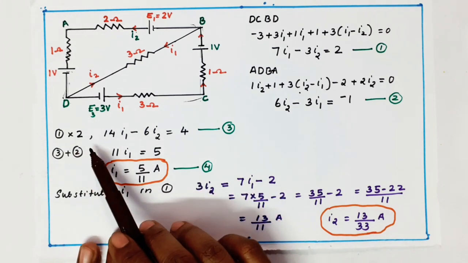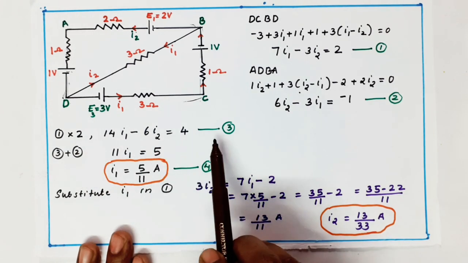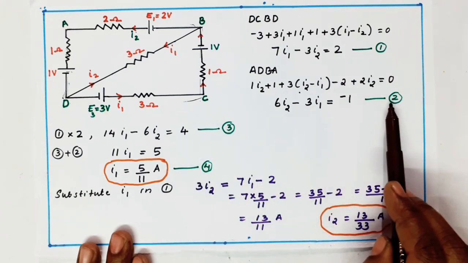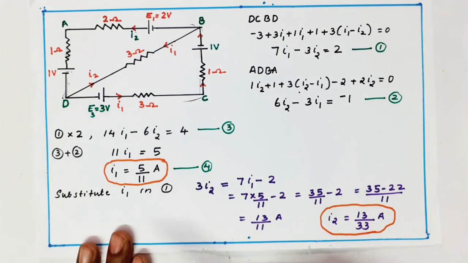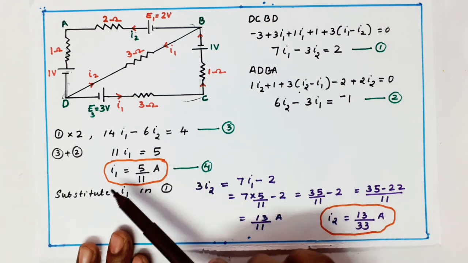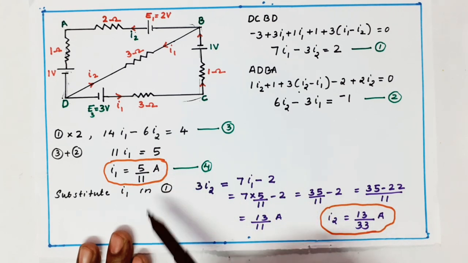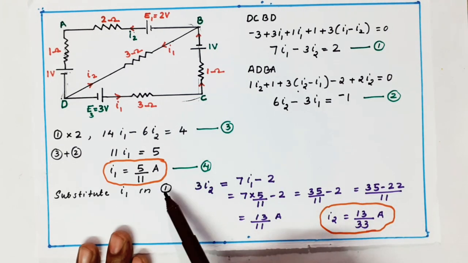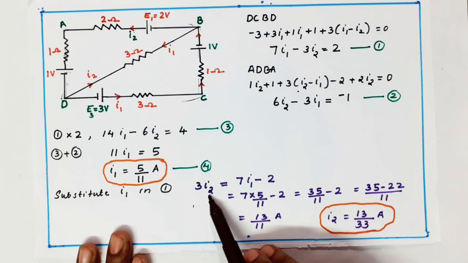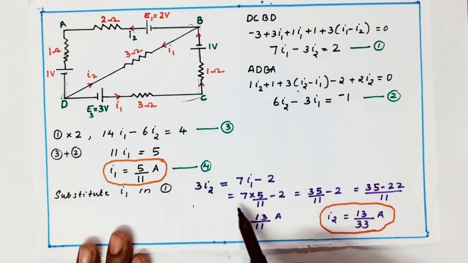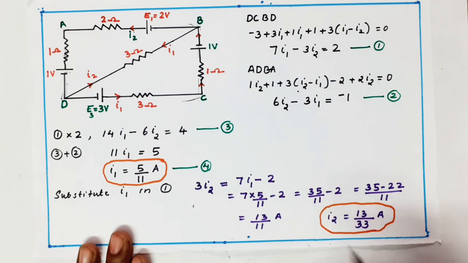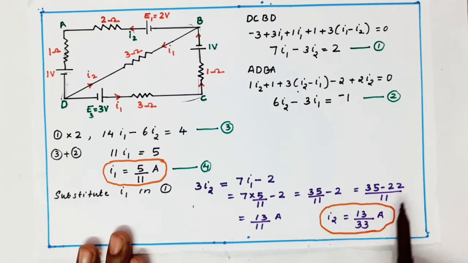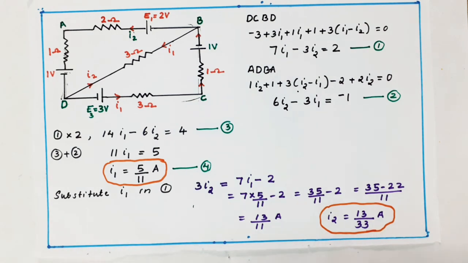Multiply equation 1 with 2: 14I1 minus 6I2 equals 4. Equation number 3. Add equation 3 and 2. If you add, 6I2 minus 6I2 cancel, 11I1 equals 5, I1 equals 5 by 11 ampere. Substitute I1 in any equation. I am substituting I1 in the first equation. That is 3I2 equals 7I1 minus 2, that is 7 into 5 by 11 minus 2. I got 35 by 11 minus 2, 35 minus 22 by 11, that is 13 by 33 ampere.